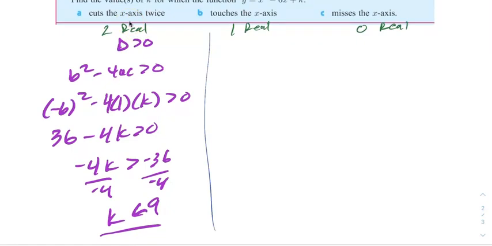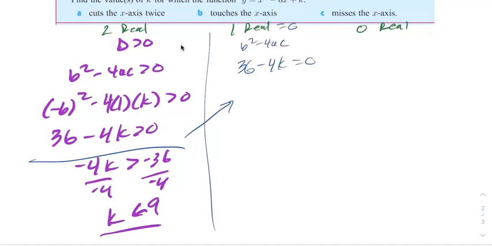Next one, you want 1 root, that's when the discriminant equals 0, so we'll set the equation up. Actually, I already know what that is, so let's start from here. 36 minus 4k equals 0. Then we just solve this. Divide by 4, k equals 9. When k equals 9, I have 1 real solution.